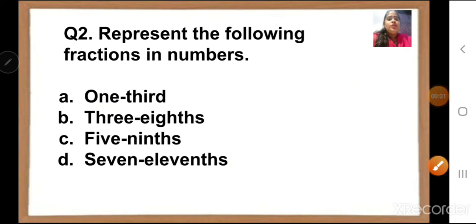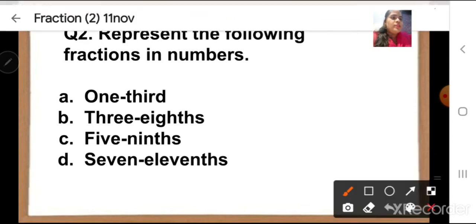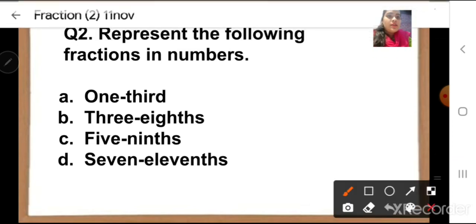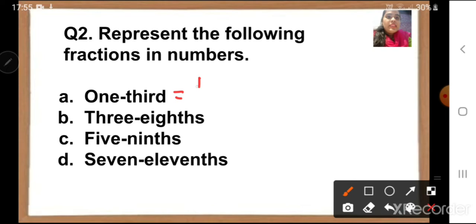Now children, question number 2 is represent the following fractions in numbers. Now we have to write in numbers. The answers you can write in your textbook or in your notebook. Okay. The A1 is 1/3. How will we write 1/3? 1 will be in the numerator and third means 3. So it is written as 1/3.